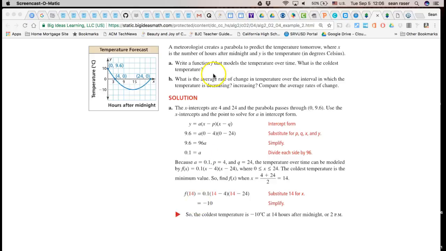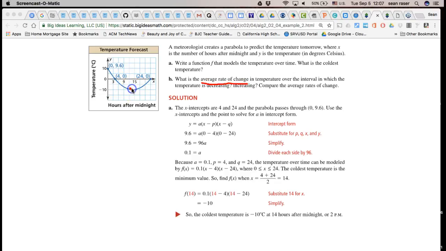Now, to solve the second part, part B, here we're going to hear a different term. What is the average rate of change in temperature over the interval in which the temperature is decreasing and increasing, and compare? So here, rate of change. Another way to think of rate of change is the slope.